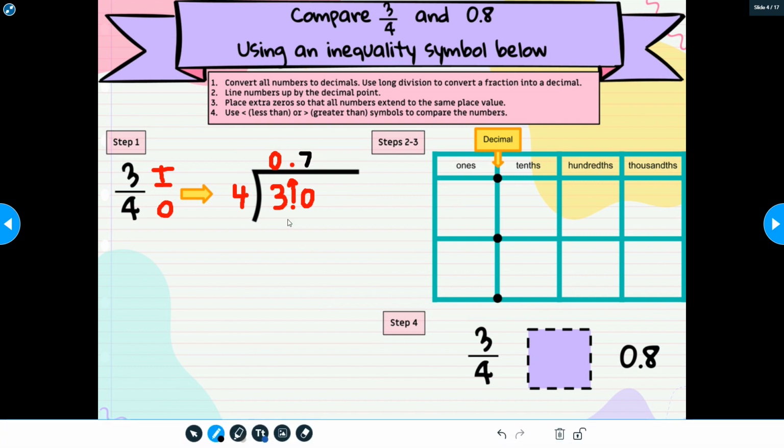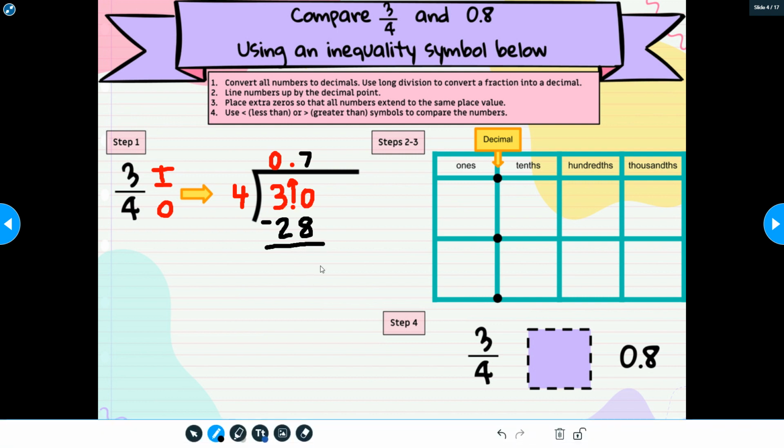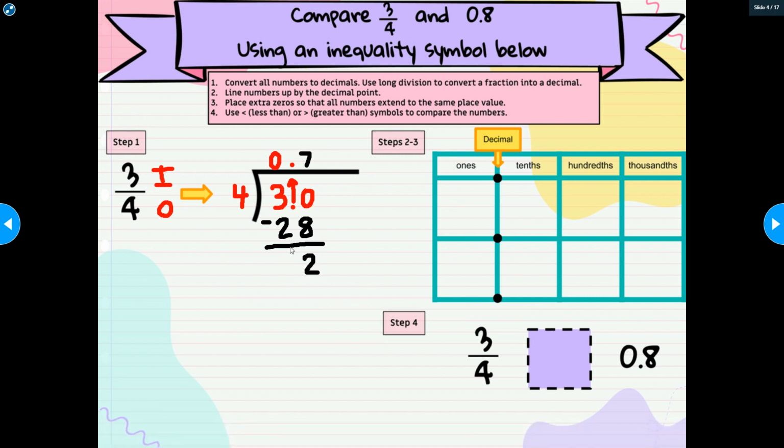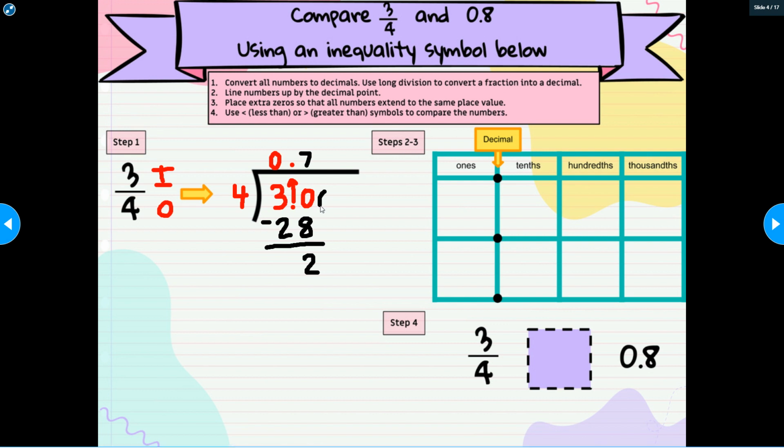Okay, now 4 times 7 is 28. And now I subtract. 30 minus 28 is 2. Okay, and I don't have any other numbers to bring down, but I have a remainder, so I need to place an extra 0 behind my dividend and bring it down.